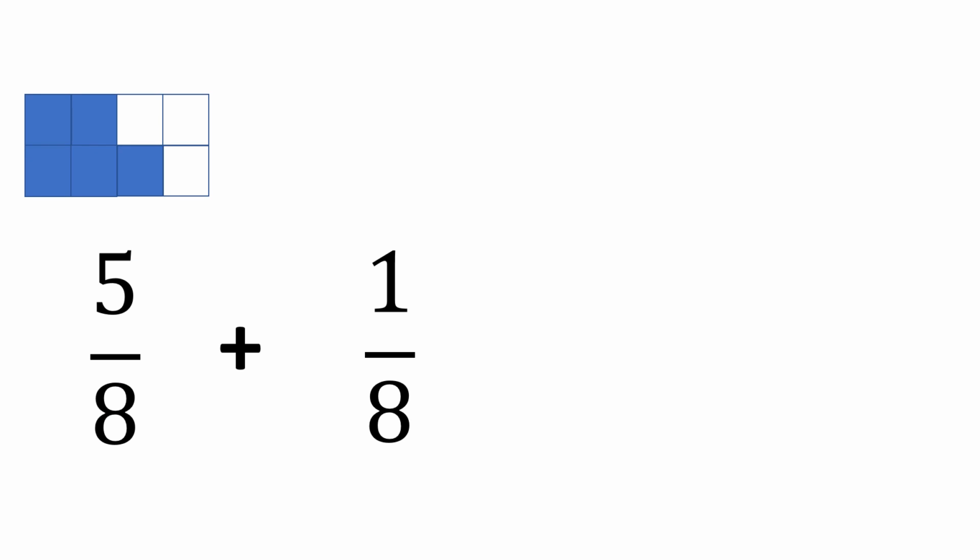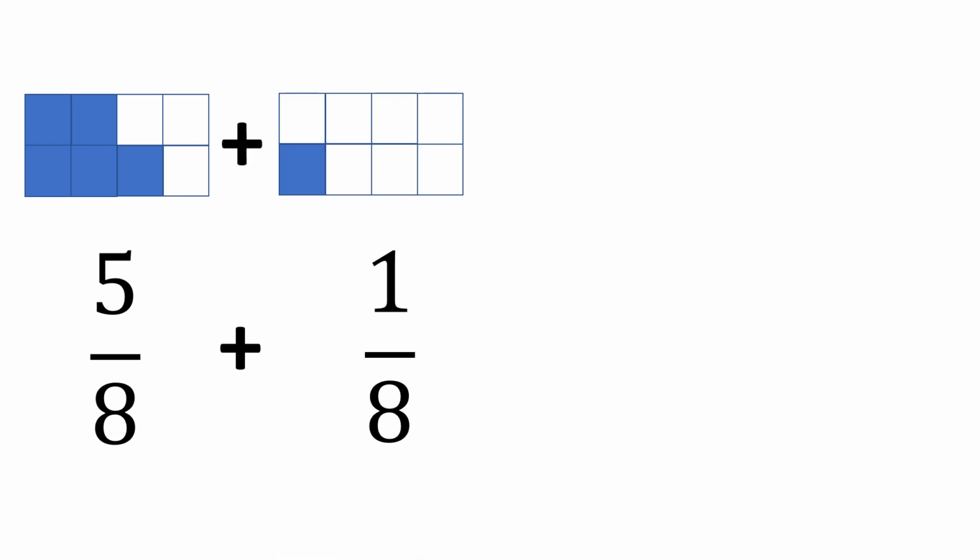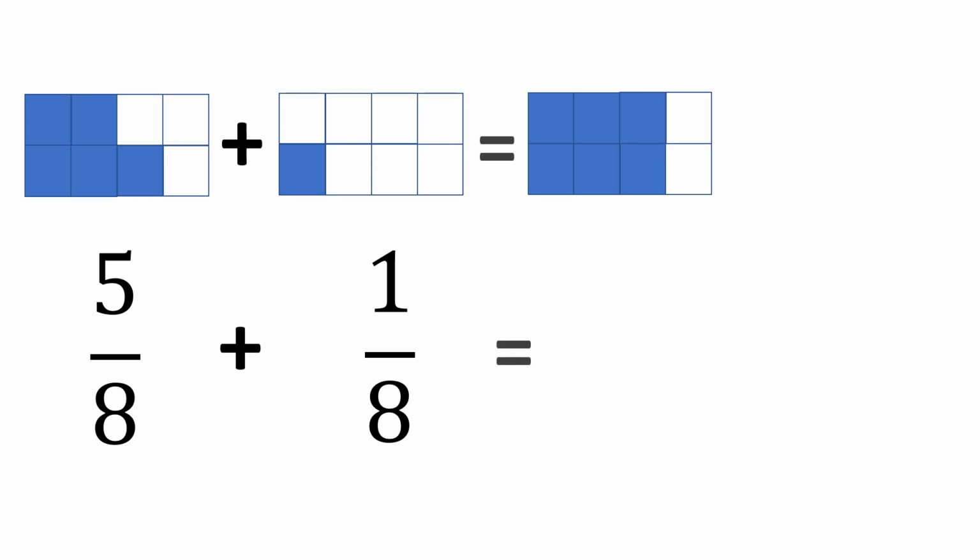Another example, 5/8 plus 1/8. So this is 5/8 plus 1/8, or 1 out of 8. So that is equal to, combining it, 6 out of 8, or 6/8. So if we solve it, copy the denominator 8, add the numerators 5 plus 1 equals 6, or 6/8.